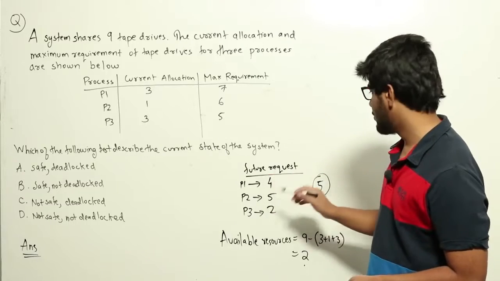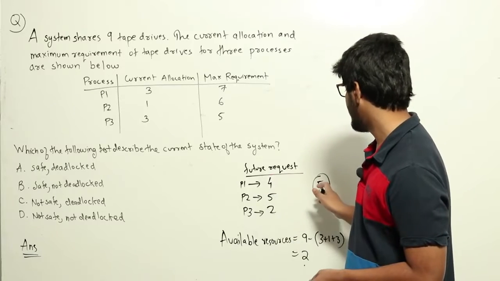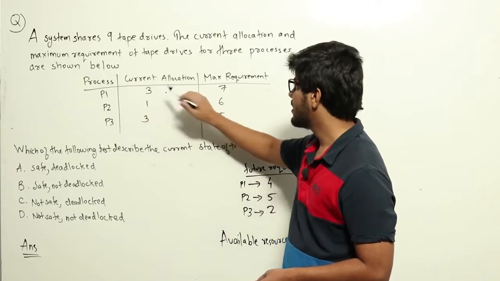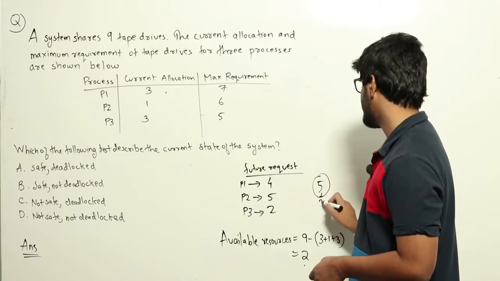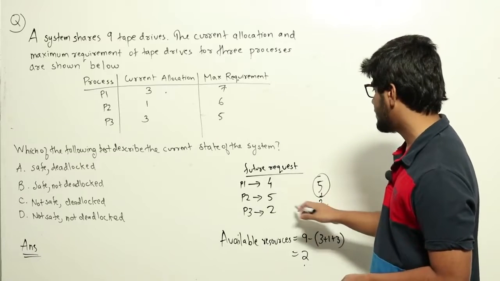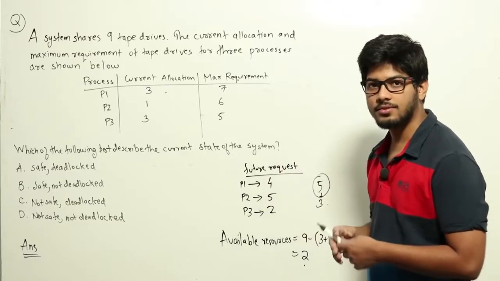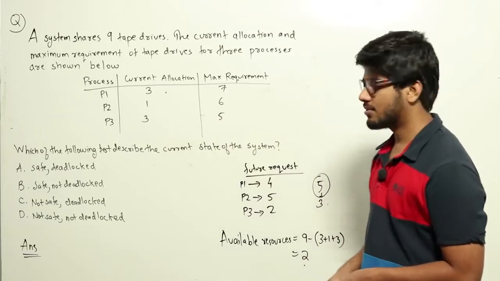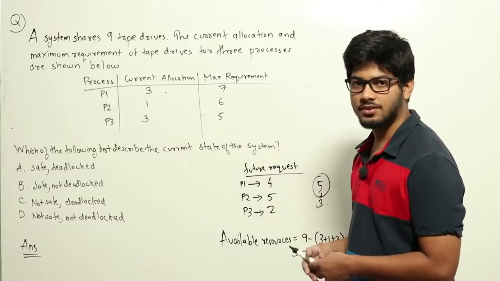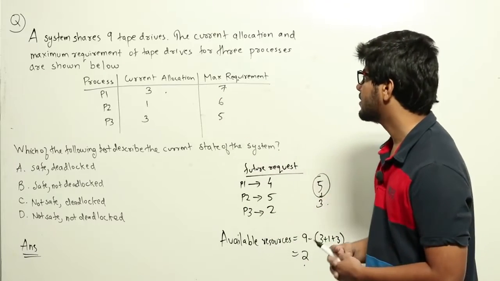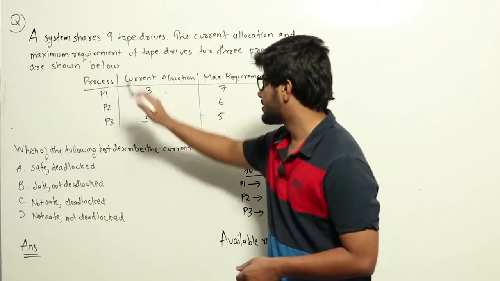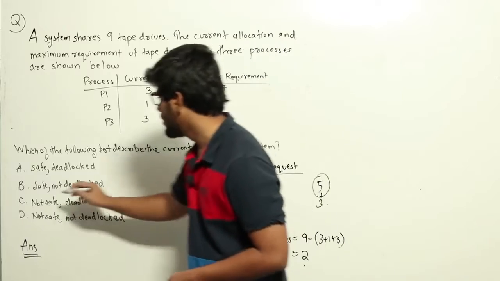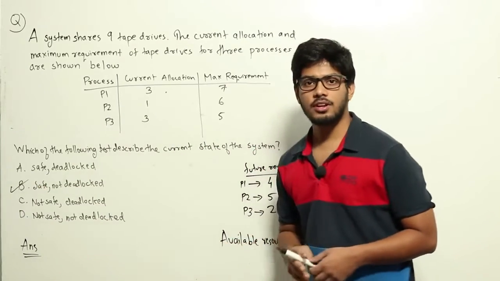Now P1 only needs 4 more. I can satisfy P1 now. I will assign 4 of these to P1. P1 will run, and then after that it will release 3 additional resources. So in total I will have 5 plus 3, that is 8. Now I have 8, P2 only needs 5. Clearly I can satisfy P2 as well. I will give 5 to P2. P2 will run and then release all the resources. So this is safe. There is no chance of deadlock now. I can safely assign resources such that all of these 3 can finish executing. So this is safe and it is not deadlocked as well. So the answer is B, safe, not deadlocked.